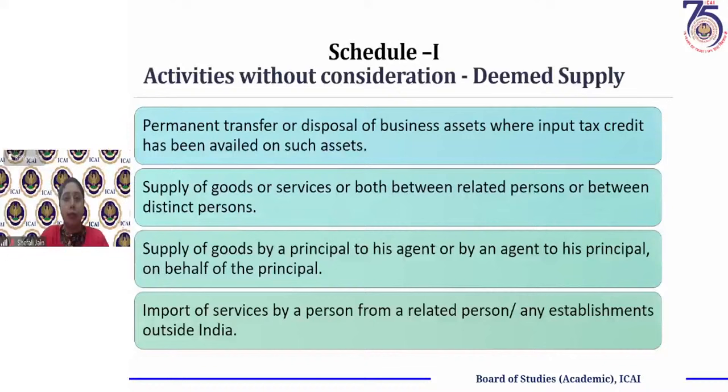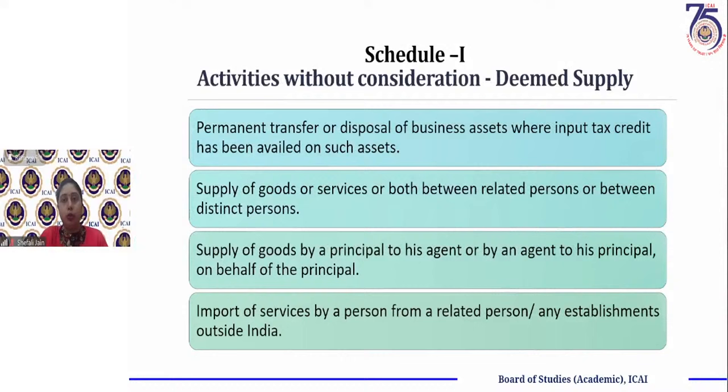In fact, when we are studying the definition of supply along with Section 7, we have to go through three schedules. Schedule 1 contains the concept of deemed supply, that means certain activities which are deemed as supply. Second is Schedule 2, which provides a classification of certain supplies as supply of goods or as supply of services. And third is Schedule 3, which contains the negative list of supplies. That means the activities listed in Schedule 3 are neither supply of goods nor supply of services. We'll be covering each of these schedules one by one.